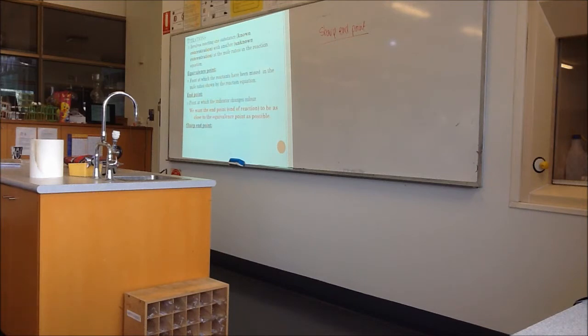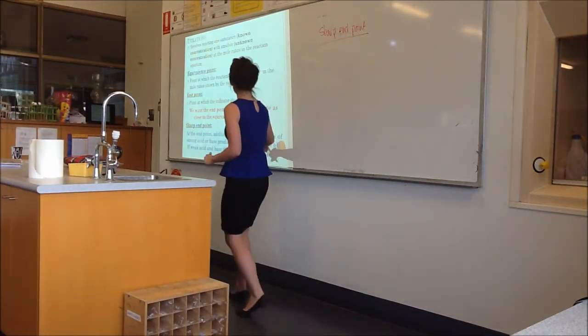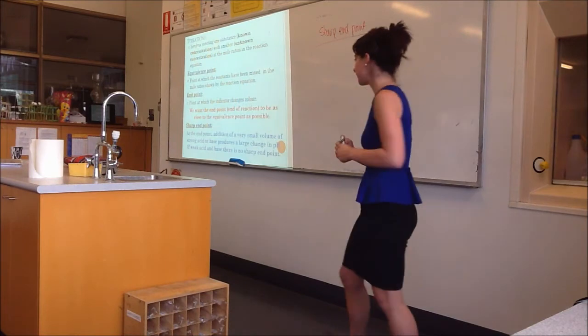How easy is it to overshoot? Very, plus or minus 1 drop. If you add half a drop, you might be in the clear, but if you add a full drop, you've overshot it, it's dark pink. This is the term sharp endpoint. It means, if you're taking notes, where the addition of a very small volume of acid or base produces a large change in pH.